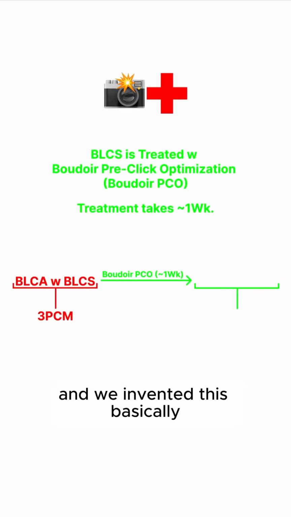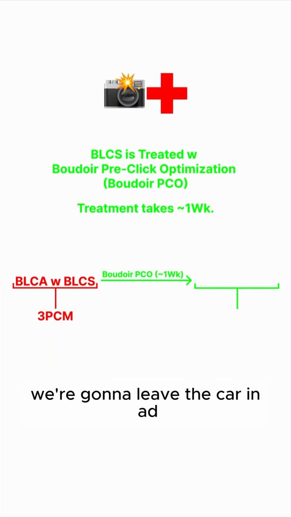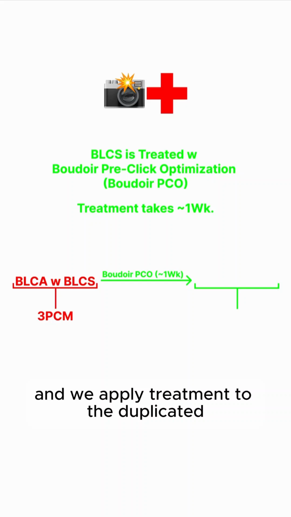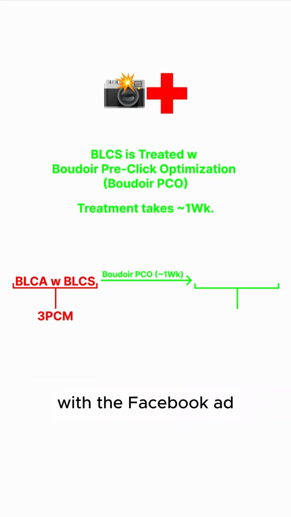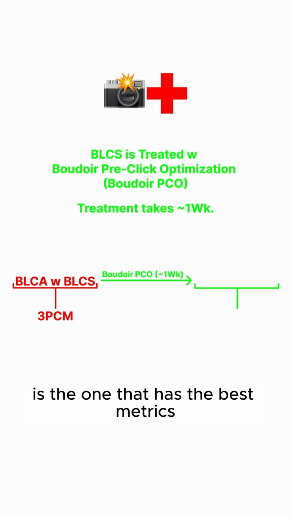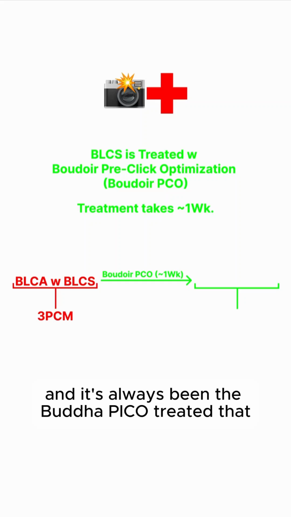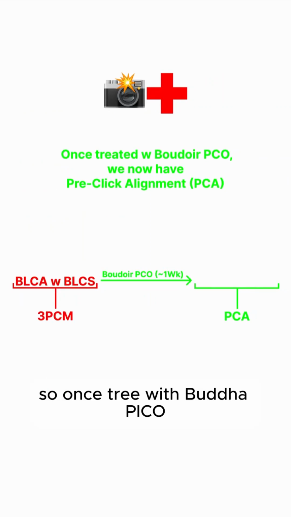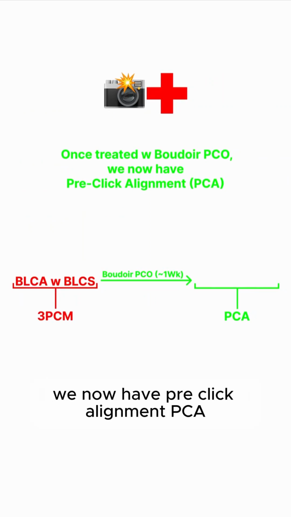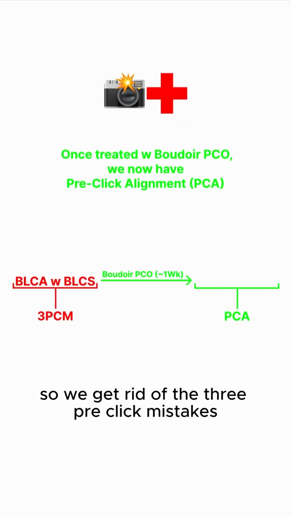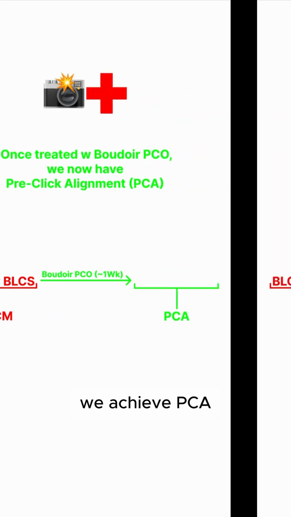And we invented this. Basically, we leave the current ad, we duplicate it, and we apply treatment to the duplicated Boudoir Facebook ad. Takes about a week. Then after a week, we keep running whichever one has the best metrics, and it's always been the Boudoir Pico treated ad. So once treated with Boudoir Pico, we now have pre-click alignment, PCA. We get rid of the 3 pre-click mistakes, we achieve PCA.